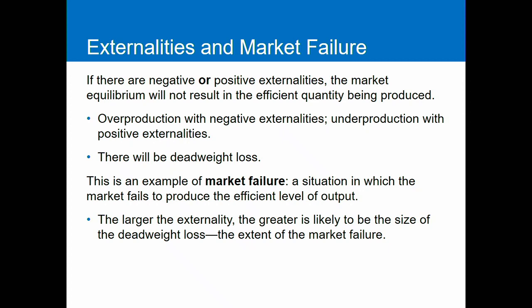So if there are negative or positive externalities, the market equilibrium will not result in the efficient quantity being produced. So we end up with overproduction when there's negative externalities, and underproduction when there's positive externalities. Again, no matter which way this goes, there's going to be a deadweight loss. And how much deadweight loss we have depends on how large the externalities are. If there's a very large externality, whether it's positive or negative, we're going to see a large deadweight loss. And if there's just a small externality, we'll see a small deadweight loss.